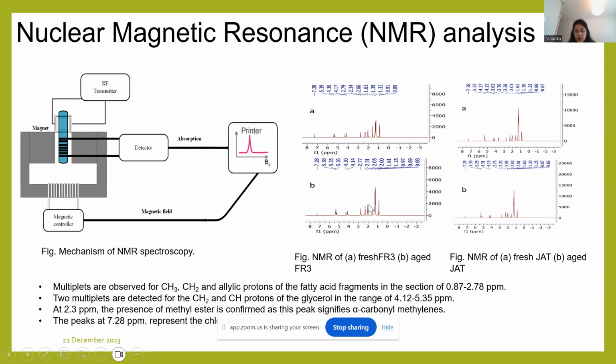This point is very much important, and if this is not present, then we can be sure that there is something wrong with the sample, or something has changed in its functional groups. And the peak at 7.28 is just the chloroform solvent that we have used.